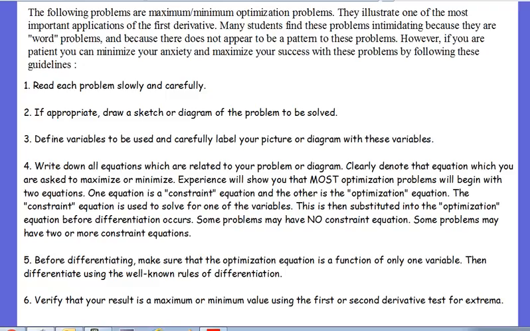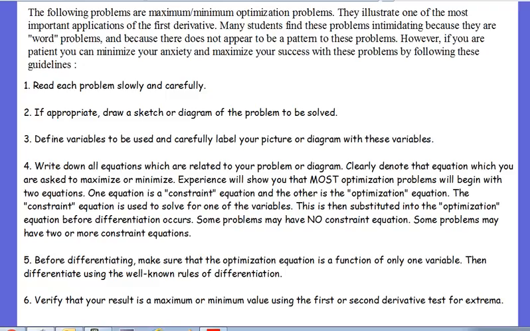Step 1. Read each problem slowly and carefully. Step 2. If appropriate, draw a sketch or diagram of the problem. Step 3. Define the variables to be used and carefully label your picture or diagram. The most important step here: write down the equations which are related to your problem or diagram. I will not be giving you the equations. You will have to figure them out for yourselves. Clearly denote the equation which you are asked to minimize or maximize. Figure out what you are trying to do.